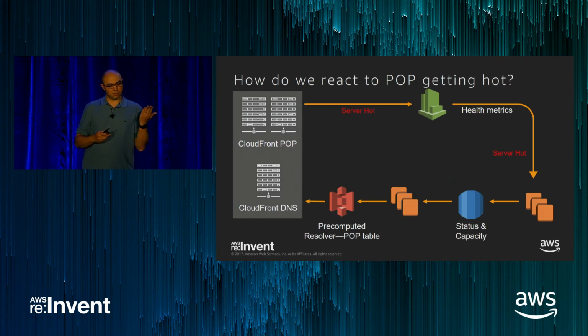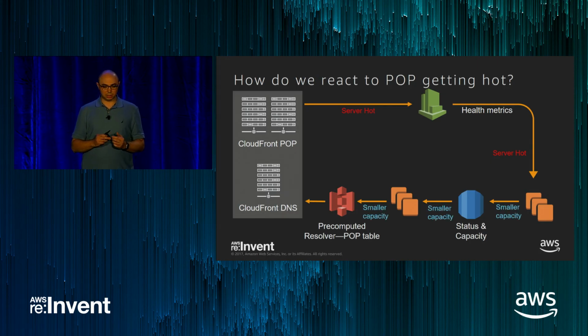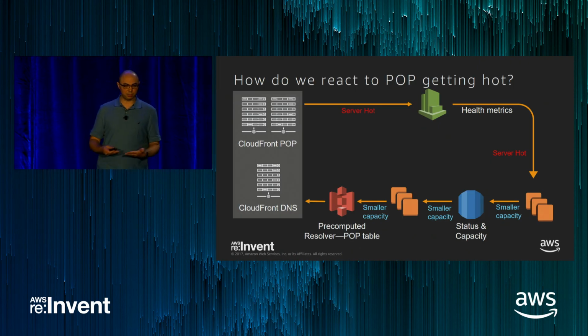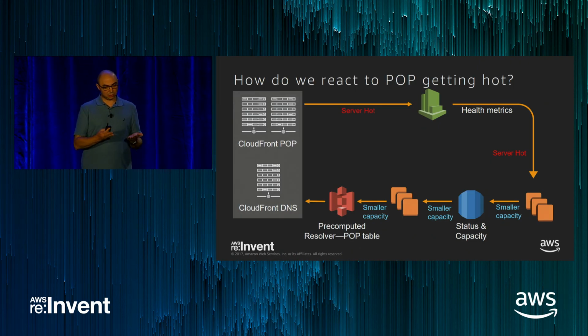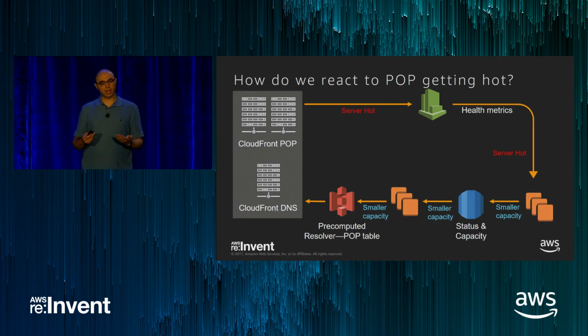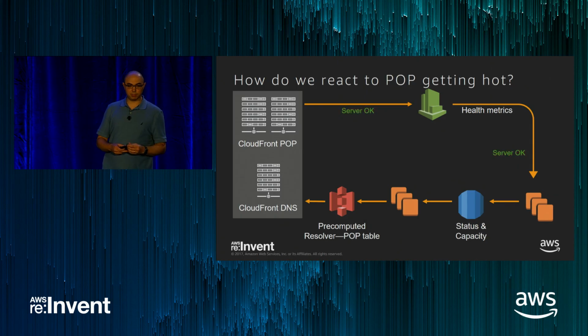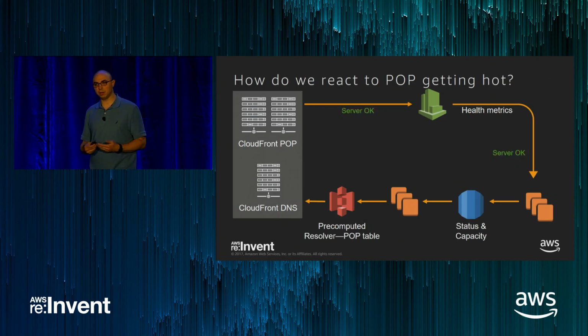First, we see the server getting hot. That's a metric, like CPU utilization. We push that to CloudWatch. That lands on EC2. And then EC2 tells RDS smaller capacity, send less traffic to that pop. And then we send that to the inner feedback loop. And eventually, when we pre-compute this resolver to pop association table, we have fewer resolvers for that same pop, which means less traffic is going to land there, and eventually the pop is going to be okay. It's not going to be hot anymore.